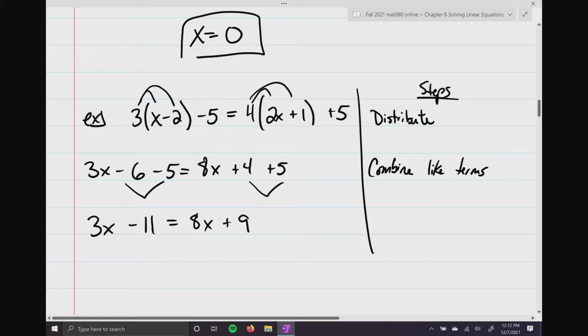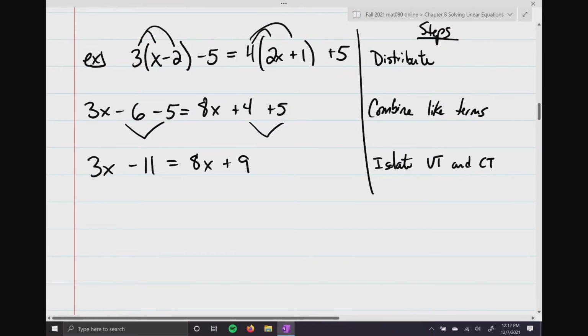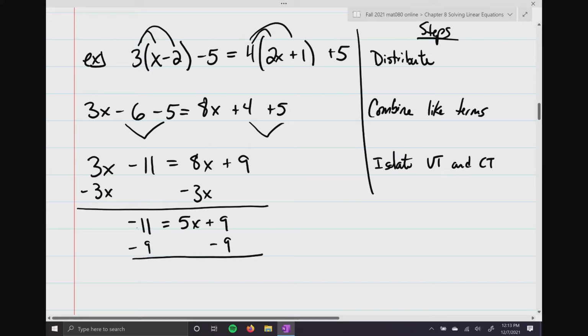All right, so now that I combined all my like terms, step 4, isolate variable terms and constant terms. So it doesn't matter what you move, just move something. I'm going to choose the 3x. So I'm going to subtract 3x from both sides. We'll do that first. So that's going to be negative 11 equals 5x plus 9. And now I'm forced to move the plus 9 because I want to get the constant term on one side and the variable term on the opposite side. So negative 11 minus 9 is negative 20 equals 5x.